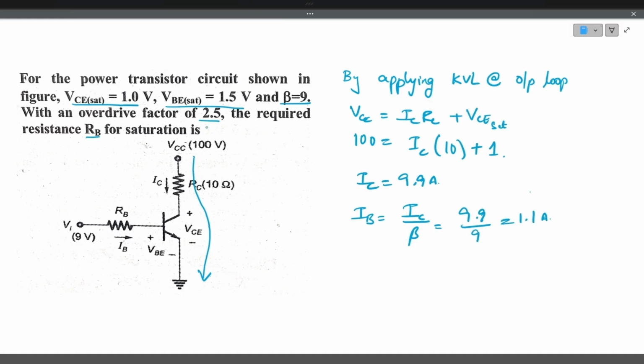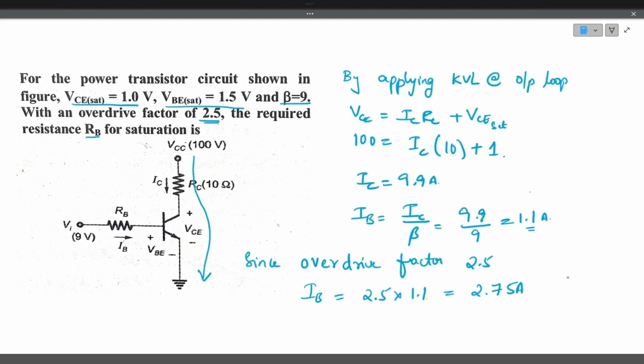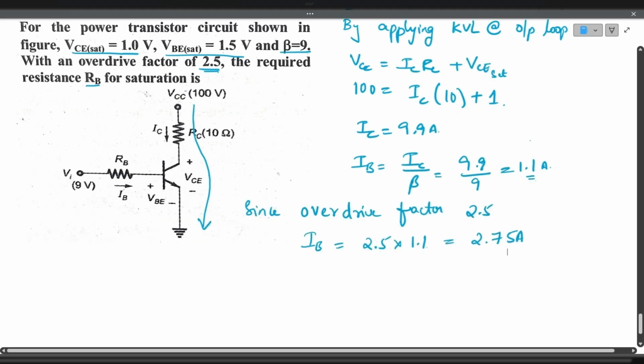But here he has given the overdrive factor of 2.5. Since the overdrive factor of 2.5 is given, the actual base current that is flowing will be 2.5 times 1.1 amps. We got IB as 1.1 amps, but the actual base current that is flowing is 2.5 times that value. So it will be equal to 2.75 amperes. This is the actual base current. Now we got the base current.